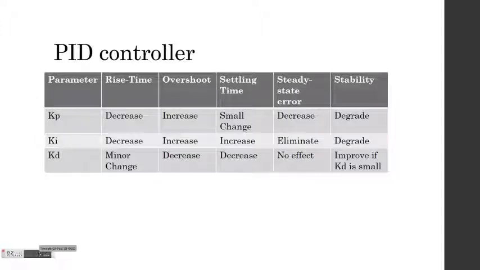As you can see, the PID controller has many outcomes. This is a chart of the effects of increasing a parameter independently. It is very difficult to find an optimal PID controller because there are so many outcomes that are affected by each individual component.